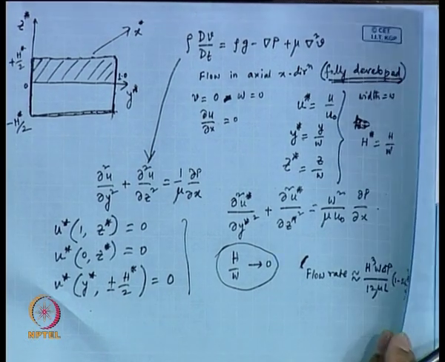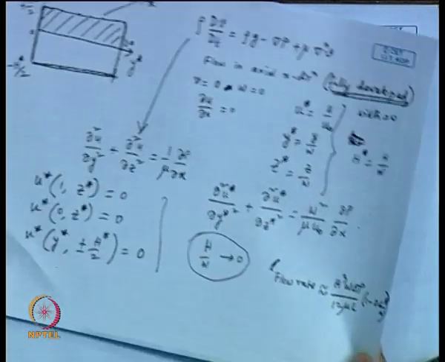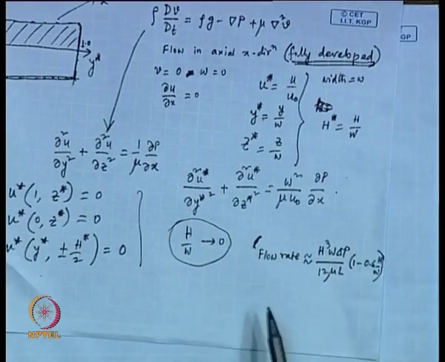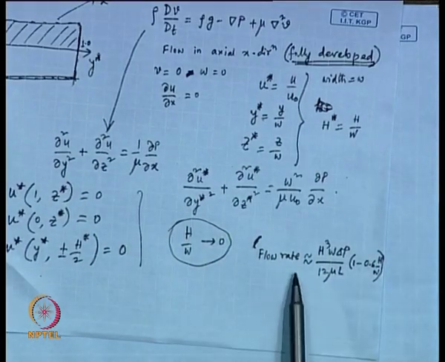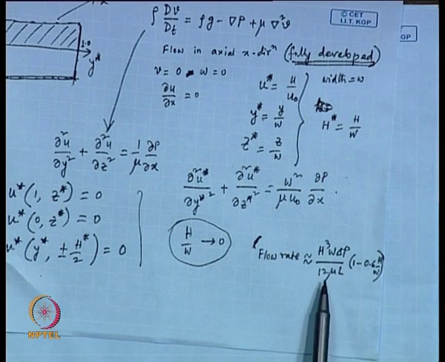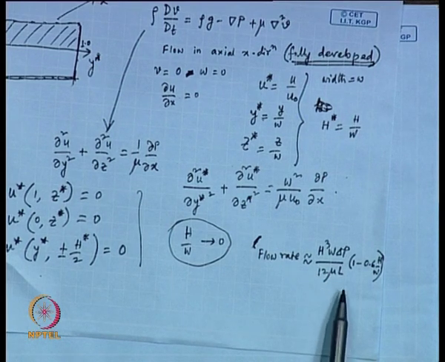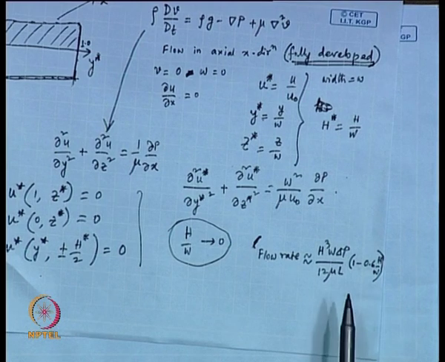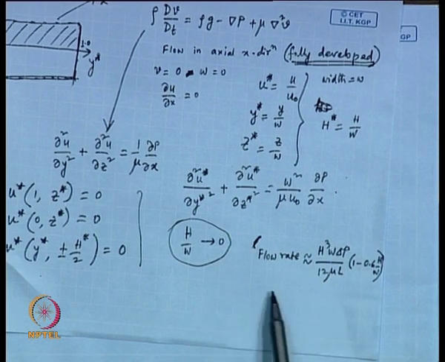It went out of the range. Let me put this page down here. What we are talking about is that the flow rate is approximated as H cube W delta P by 12 mu L times (1 minus 0.6 H by W). So, this is an approximate treatment you can do.